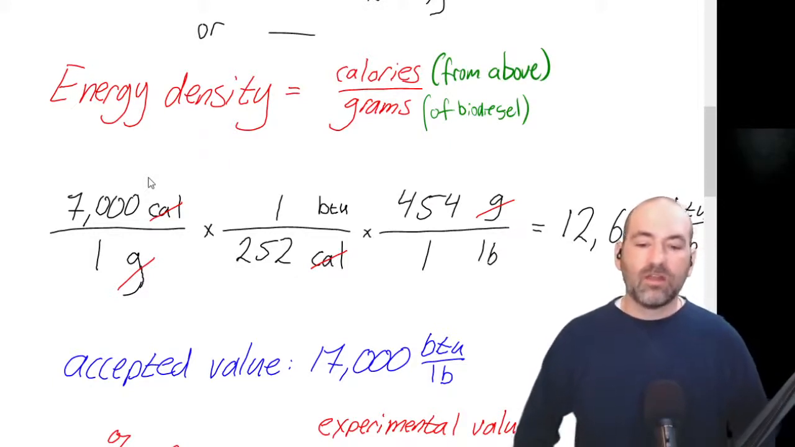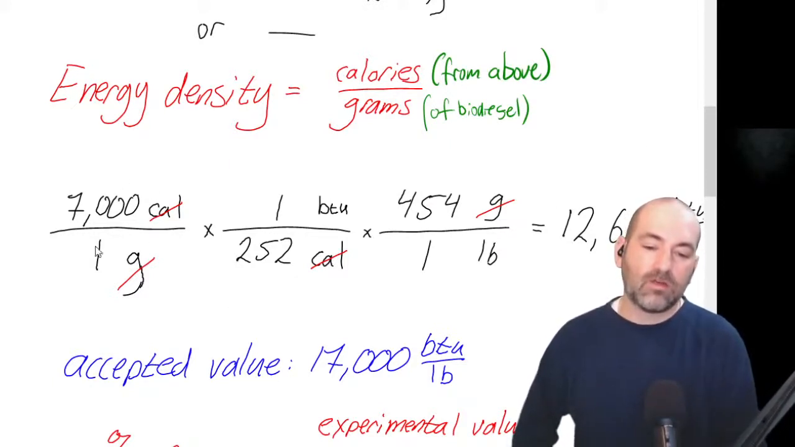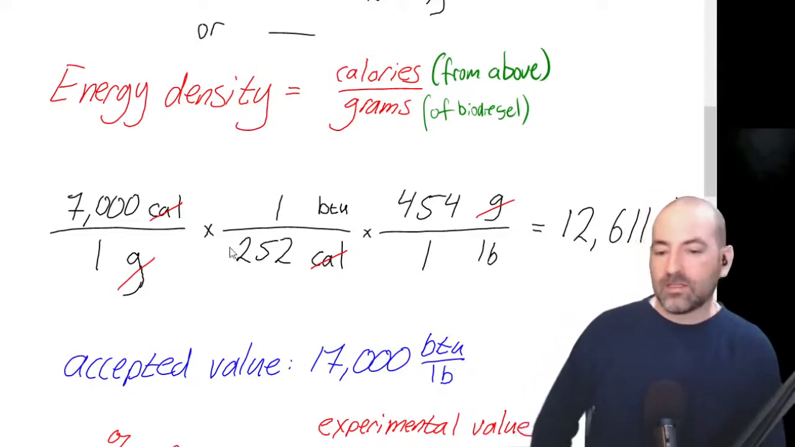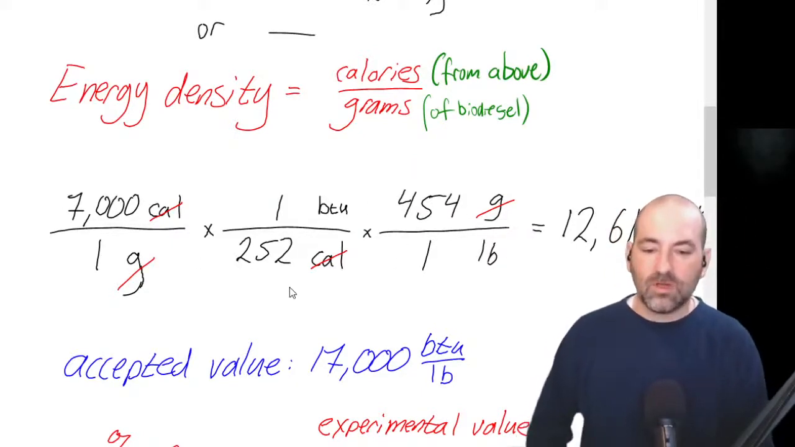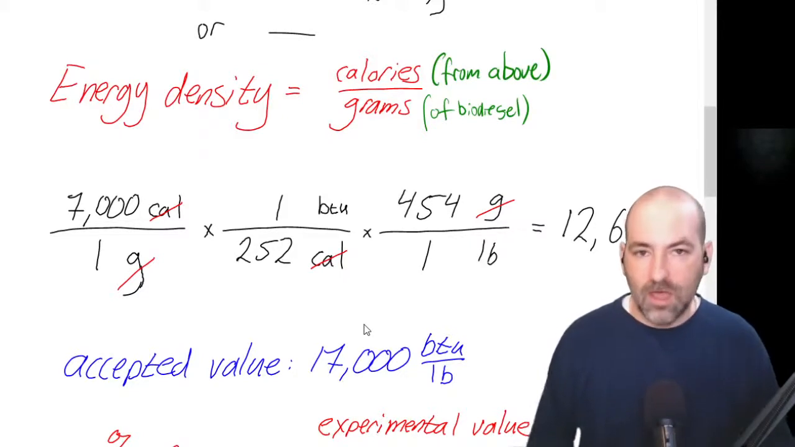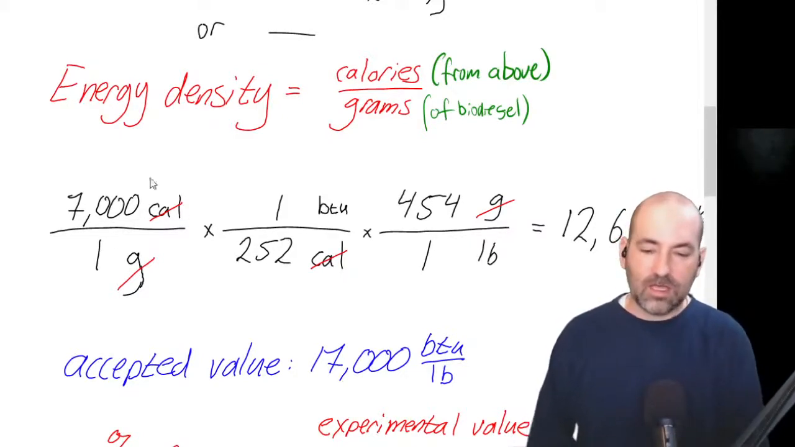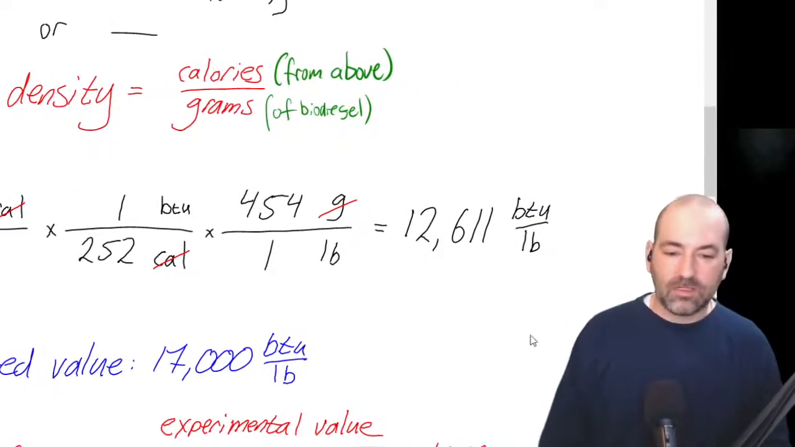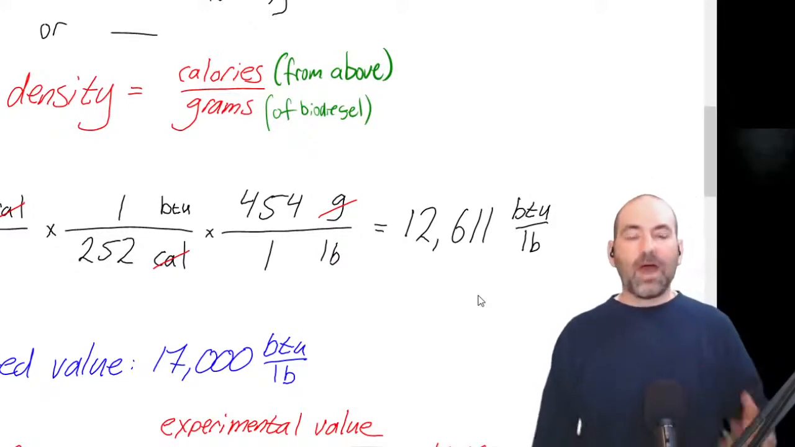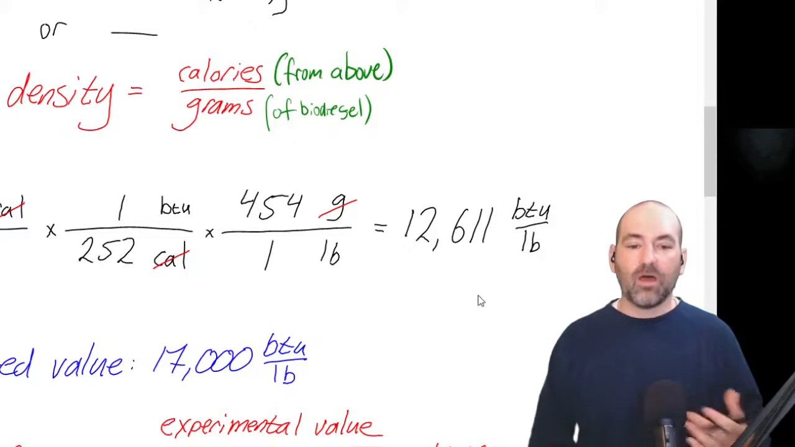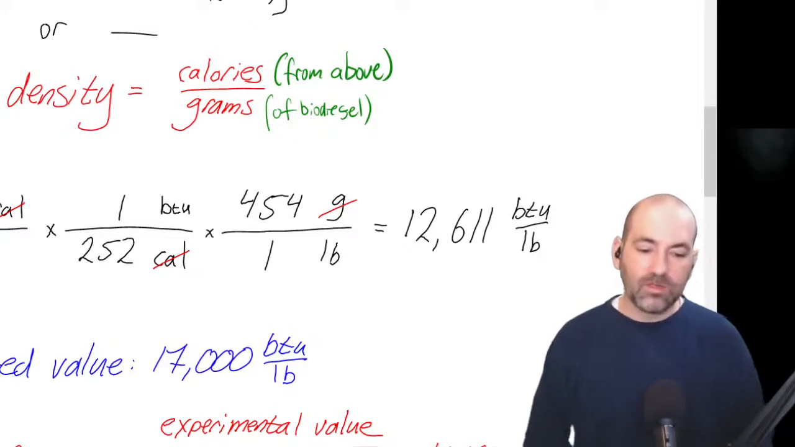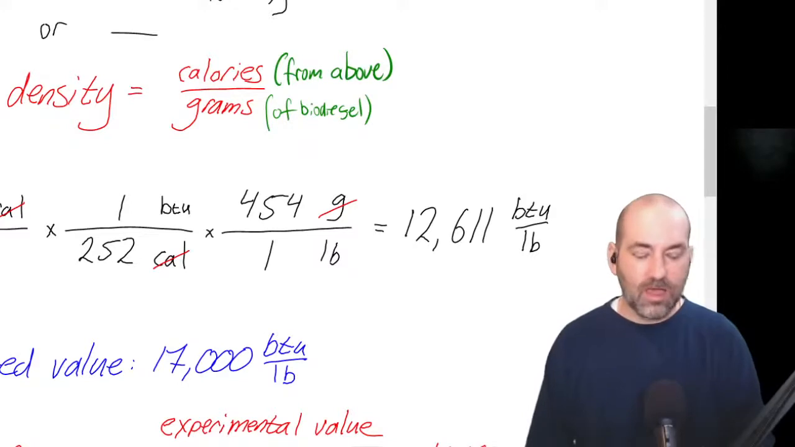So to convert to BTUs per pound, you're going to take your calories per gram, divide by 252, and multiply by 454. If you're not comfortable with these types of unit conversions, if you haven't really done that before, that's okay. Just follow along. So you're taking your calories per gram divided by 252 times 454, and that gives you your answer in BTUs per pound. And so that way you can compare to the known data.